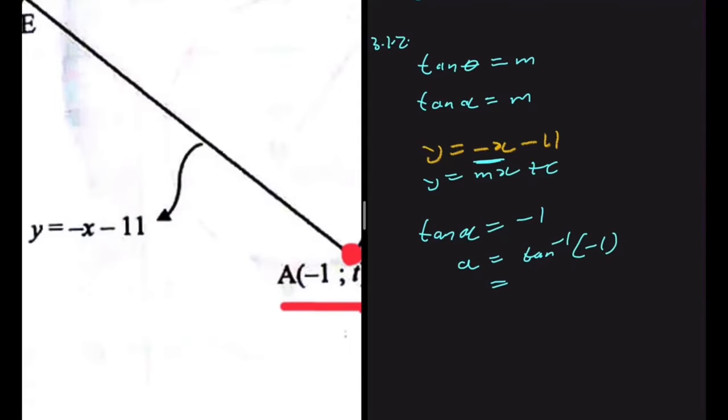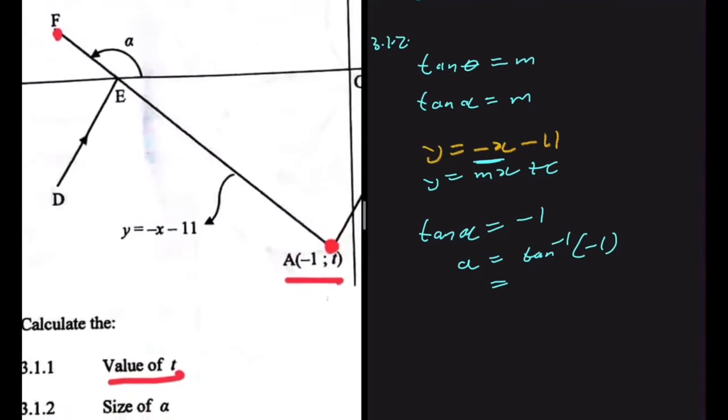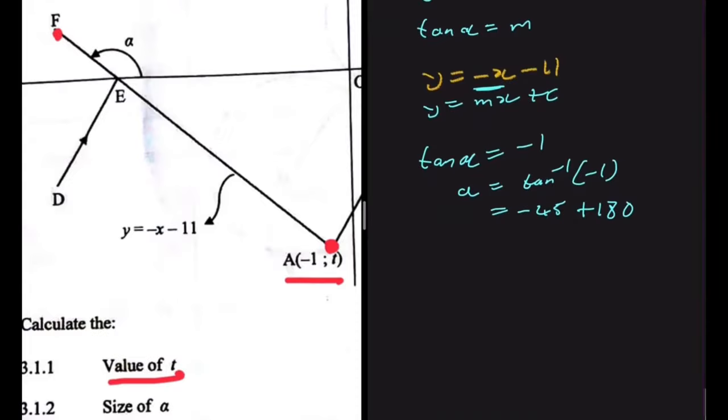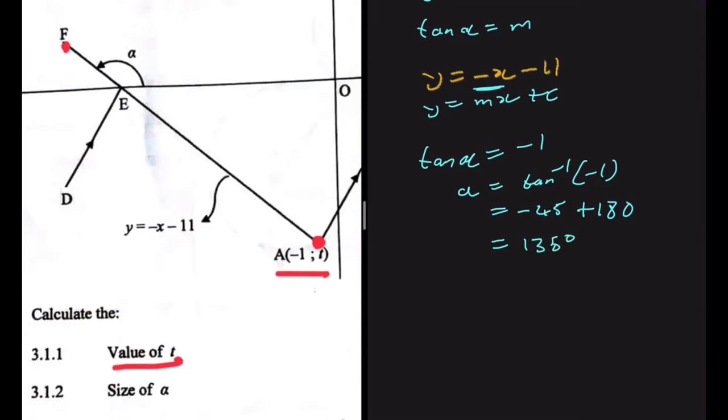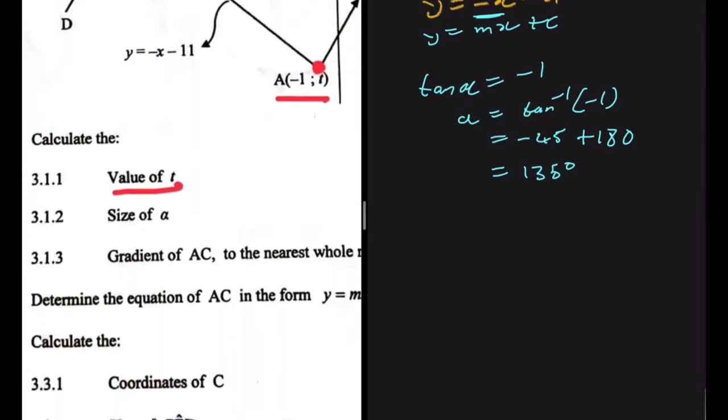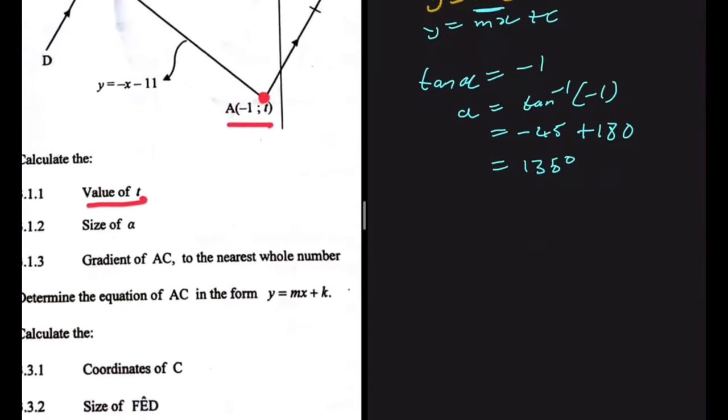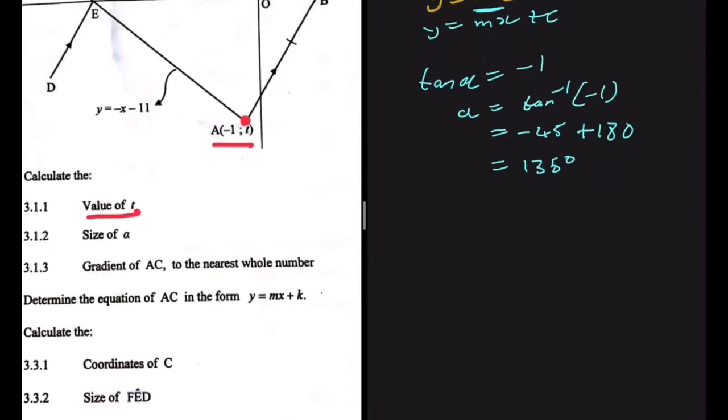Right. So now it's just a matter of putting that in my calculator so that I can see what I get. So I'm getting minus 45. So our angle is minus 45, but we have to add 180 if it is negative, right? And then if you add 180, you're going to get 135 degrees. So the size of that angle is 135 degrees. We're just using the fact that tan of theta is equal to the gradient of that line, right? And then moving to 3.1.3.